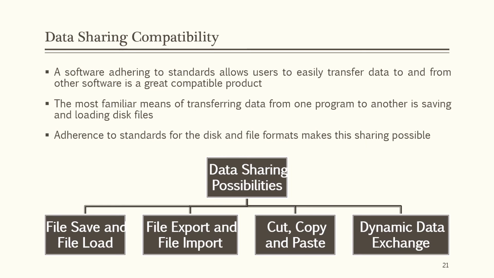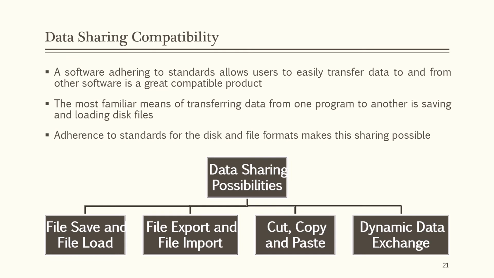Data sharing compatibility. Now we will cover question number 4, that is, what types of data will your software use to interact and share information with other platforms and software? Software adhering to the standards allows users to easily transfer data to and from other software, which makes it a great compatible product. The most familiar means of transferring data from one program to another is saving and loading disk files. Adherence to standards for the disk and file formats makes this sharing possible.